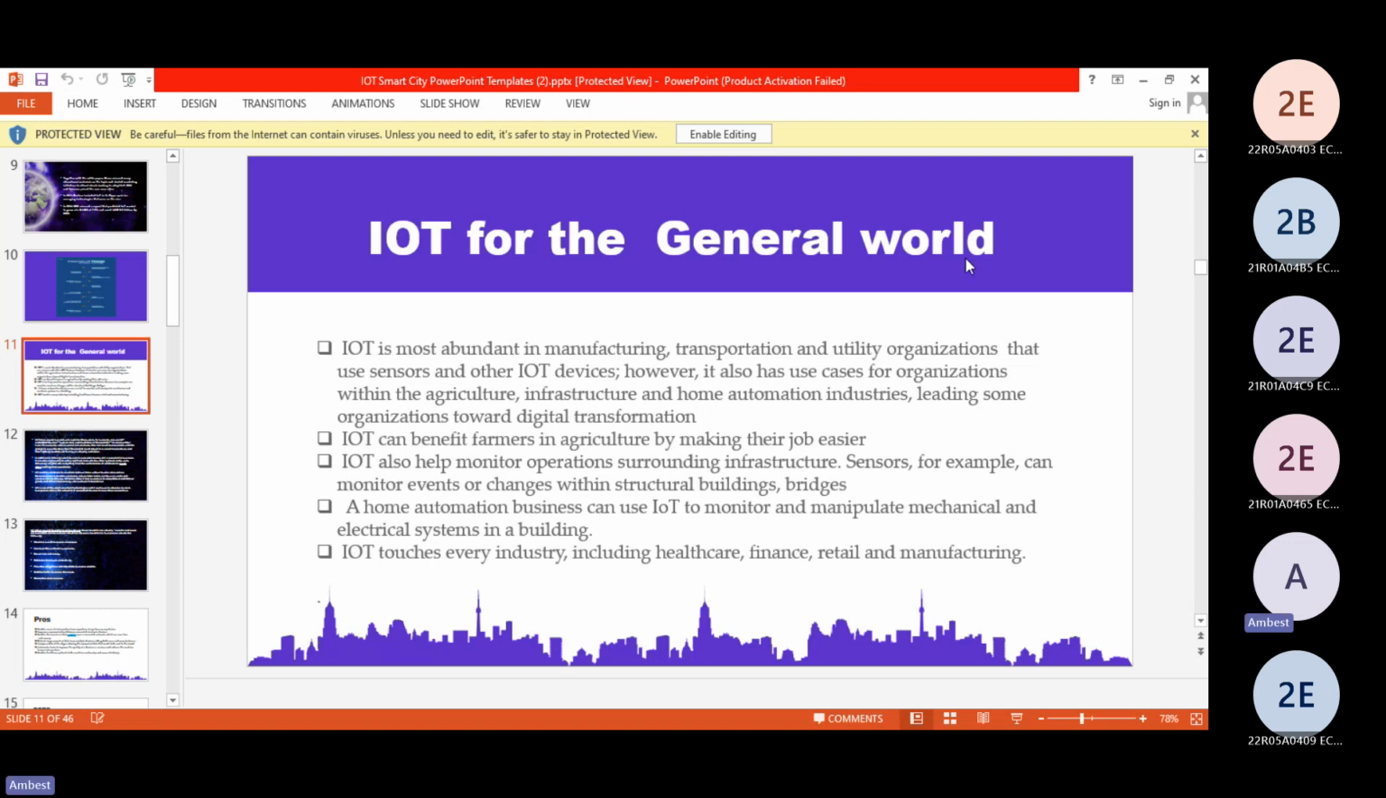Good evening, guys. Okay, today let's recap the general world, and there are also some more things to discuss. Let's revise the points. IoT is most abundant in manufacturing and transportation. I'm going to explain the applications in more detail in the coming slides.